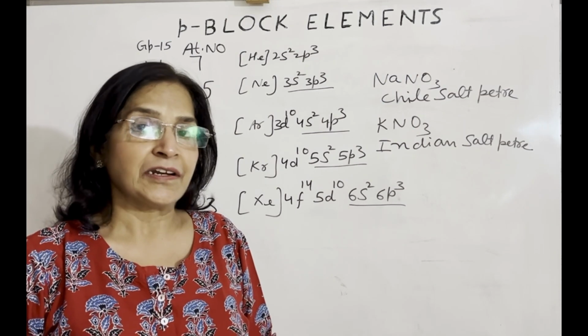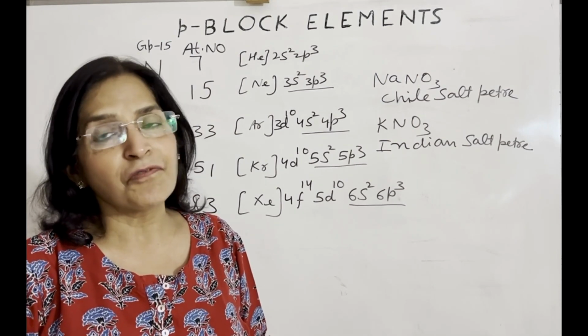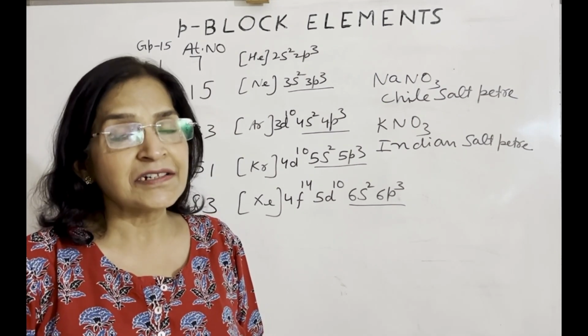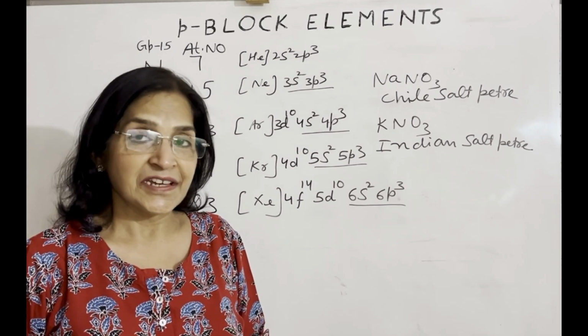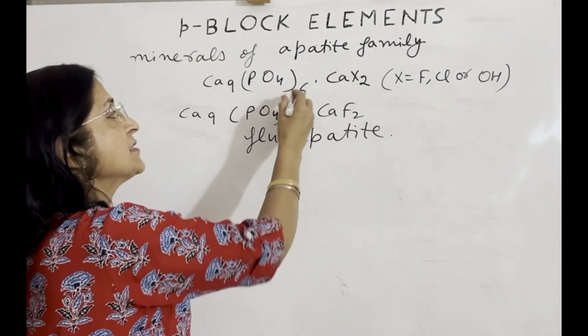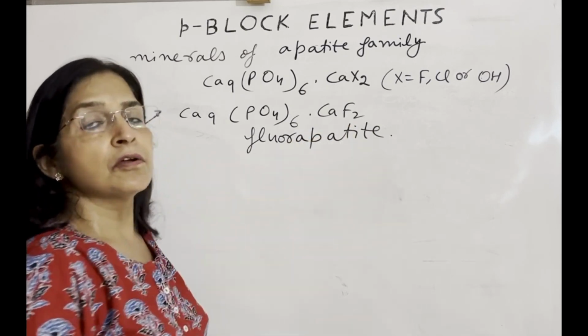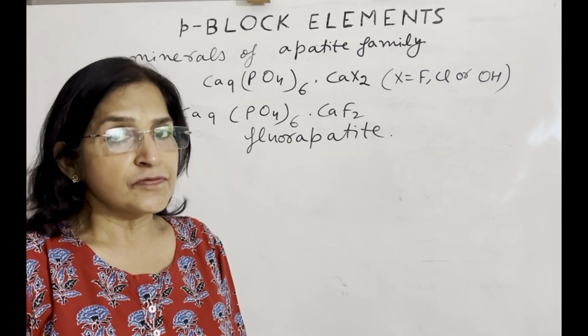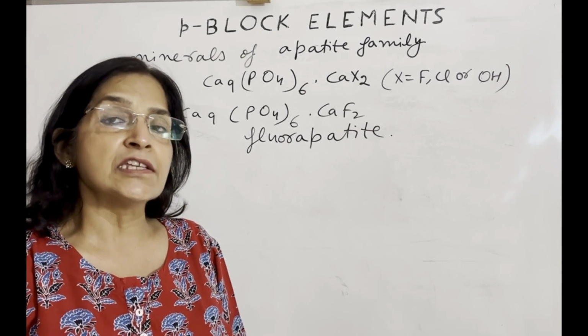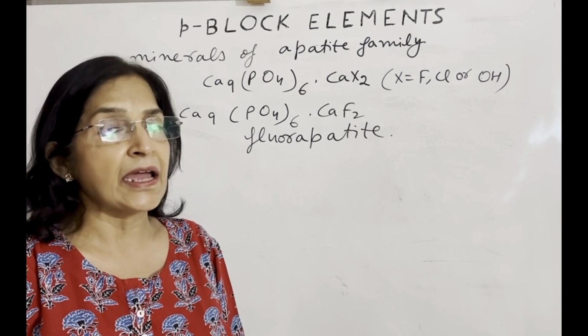Phosphorus is very reactive in nature. It doesn't occur in free state in nature. It occurs in the combined state, such as minerals of the apatite family. This is the general formula. For example, fluorapatite with halogen fluorine. In combined form, phosphorus is also present as phosphoproteins in milk and in eggs.